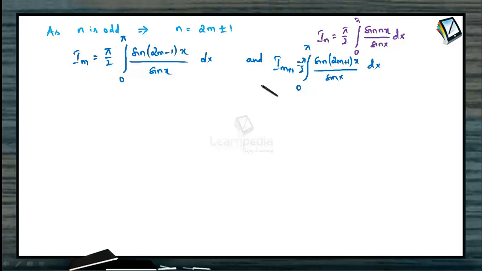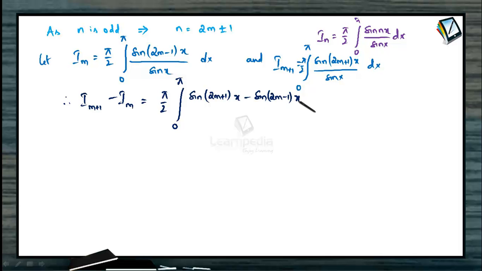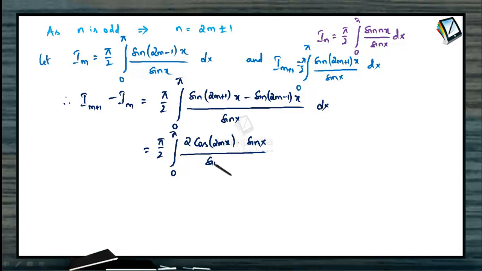As n is fixed to be an odd number, we took I_m and I_(m+1), so that one is with 2m plus 1 and the other odd number is 2m minus 1. So what is I_(m+1) minus I_m? Two consecutive odd integers are considered, then pi by 2 is constant in both, and both the integration limits are the same, 0 to pi, then the numerators become sine (2m plus 1)x minus sine (2m minus 1)x by sine x dx. Now we can apply transformations on the numerator. This is integral 0 to pi. How will be the transformations on the numerator? This is 2 times cos 2mx into sin x by sin x dx.